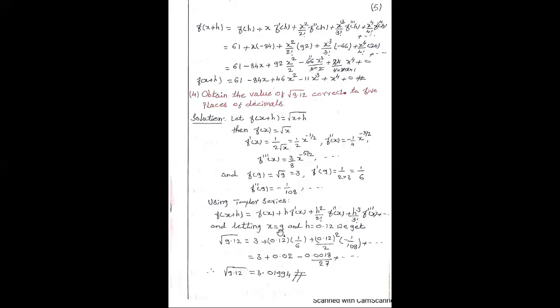Letting x is equal to 9 and h is equal to 0.12, we get root of 9.12 is equal to 3 plus 0.12 multiplied by 1 by 6 plus 0.12 square upon 2 multiplied by minus of 1 upon 108 plus and so on. So this value is equal to the square root of this value. When we simplify this value, it becomes 3.01994.